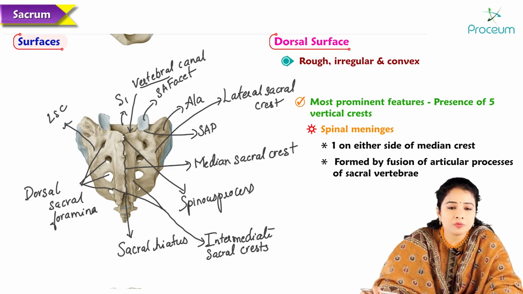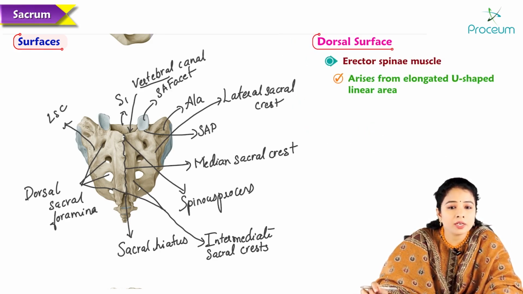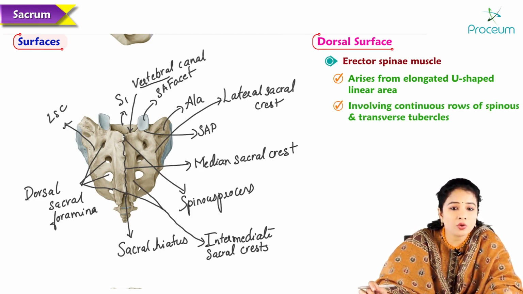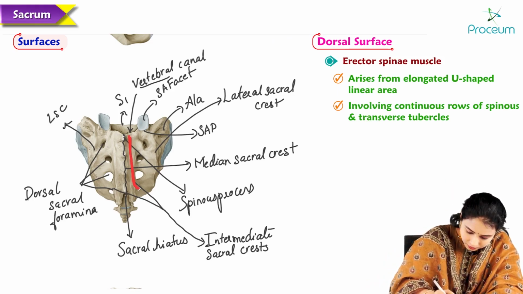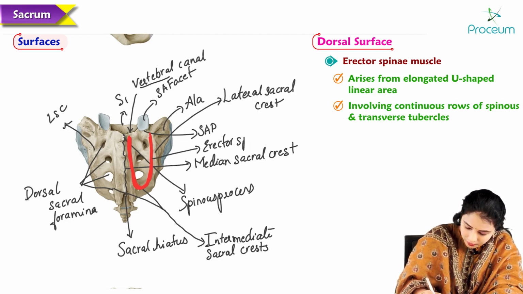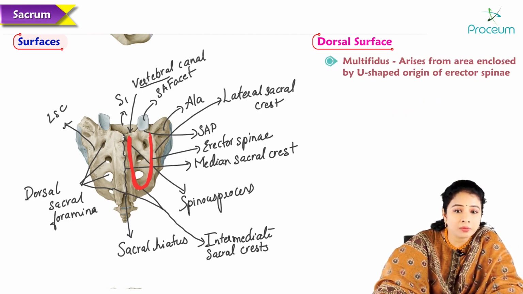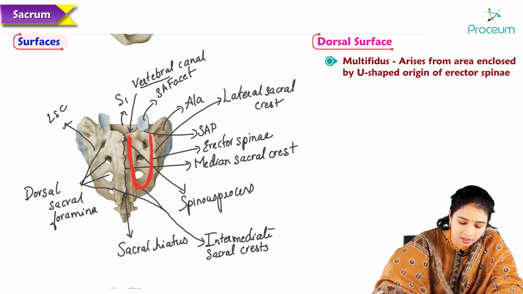Let's see the attachments of muscles on the dorsal surface. The erector spinae muscle arises from an elongated U-shaped linear area involving the continuous rows of the spinous and transverse tubercles. So the line I am showing is the origin of the erector spinae muscle. The next muscle which gains origin from the sacrum is the multifidus, which arises from the area enclosed by the U-shaped origin of the erector spinae.